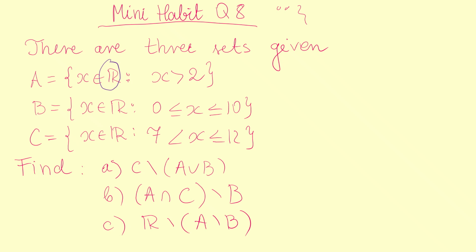We need to find the difference between C and the sum of A and B. Then we need to find the intersection of A and C, and then take away set B. Part C is all the real numbers, take away what is left from set A minus set B. Have a go and the answer will follow. Enjoy!